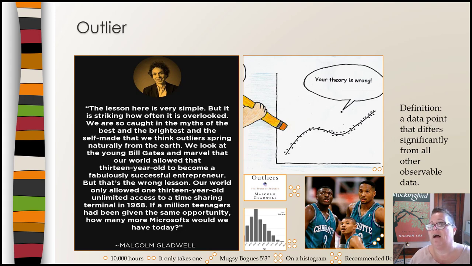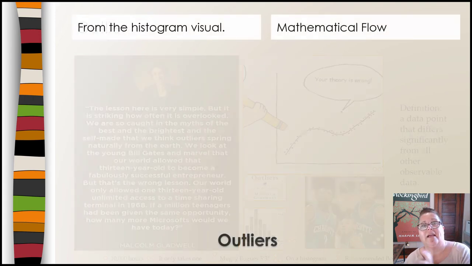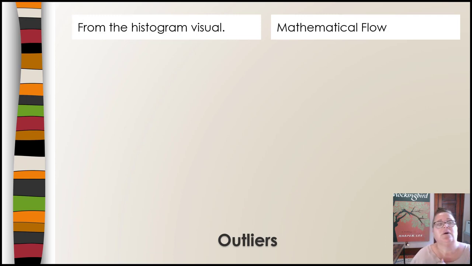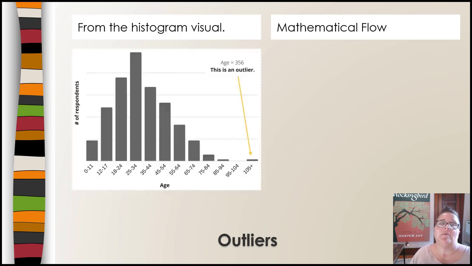Give it a shot. All right, back to the actual outlier bit of it. So on a visual, on a histogram, we can recognize an outlier because you can see where the pattern is and sort of where the normal curve is.